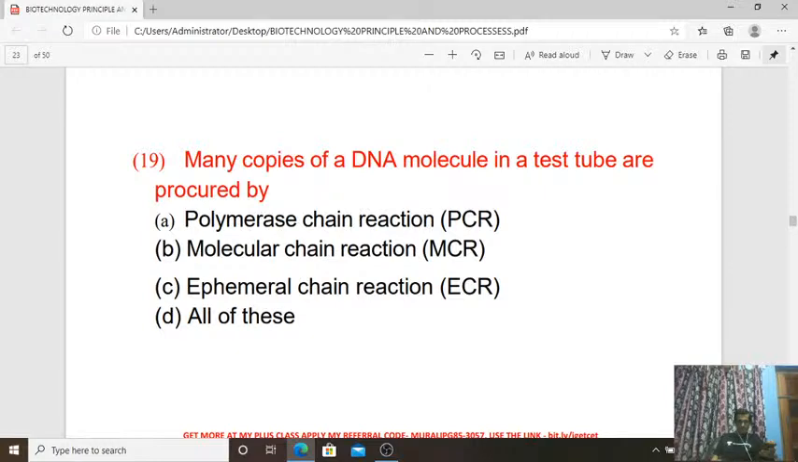The 19th question. Many copies of DNA molecules in a test tube are procured by which method? So how can we get many copies? That is the polymerase chain reaction, PCR, where we can amplify the DNA molecule. So the answer is A for question number 19.